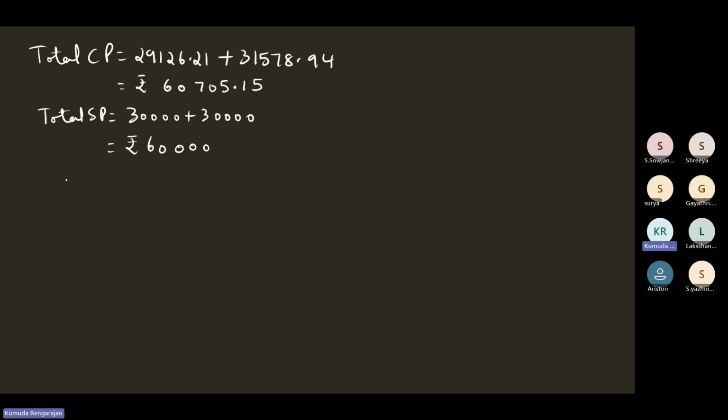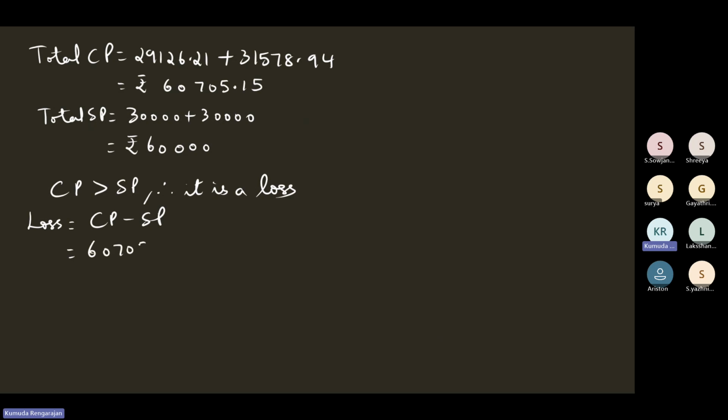So clearly, cost price is greater than the selling price. If your cost price is greater than the selling price, it's a loss. Therefore, it is a loss. And what is a loss? Loss is equal to CP minus SP. CP is 60,705.15 minus 60,000, which is rupees 705.15.